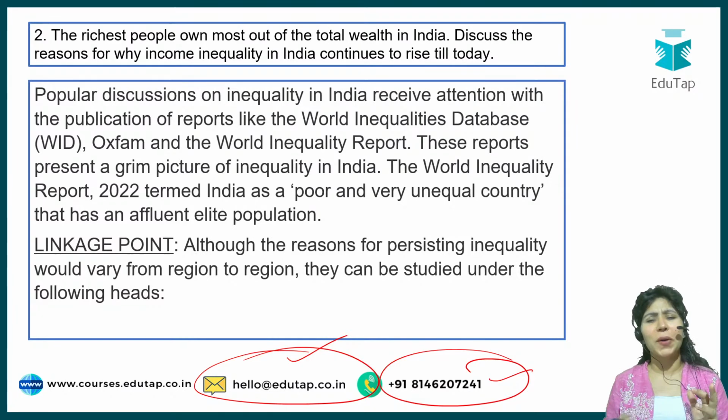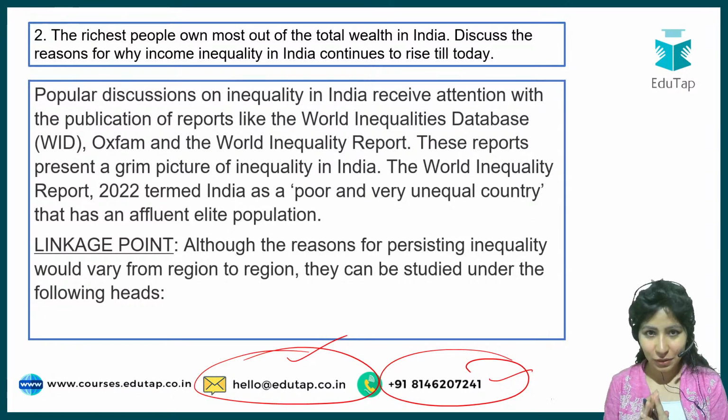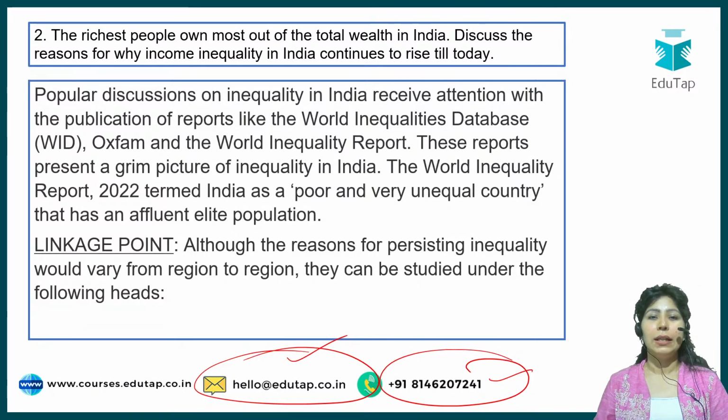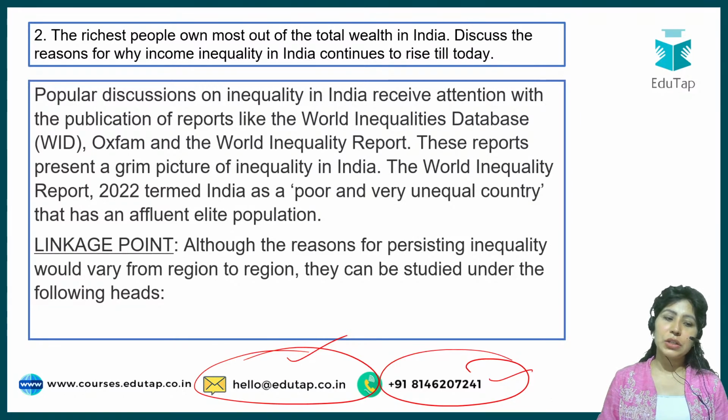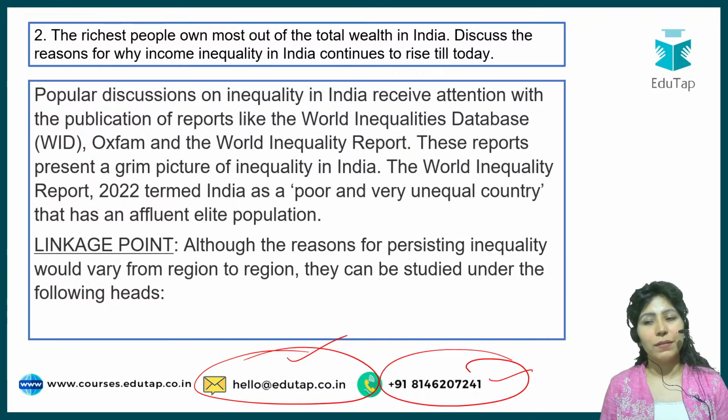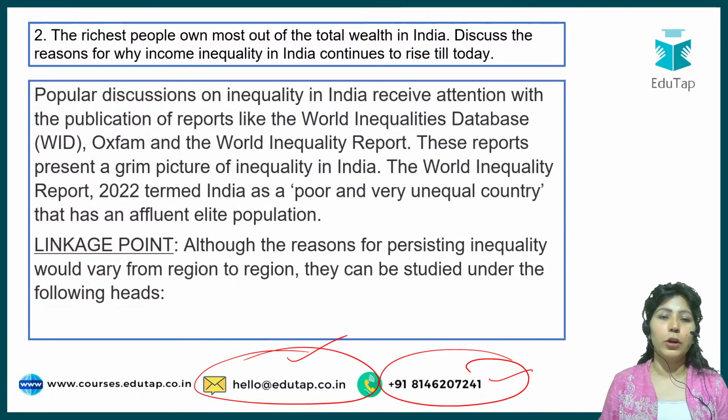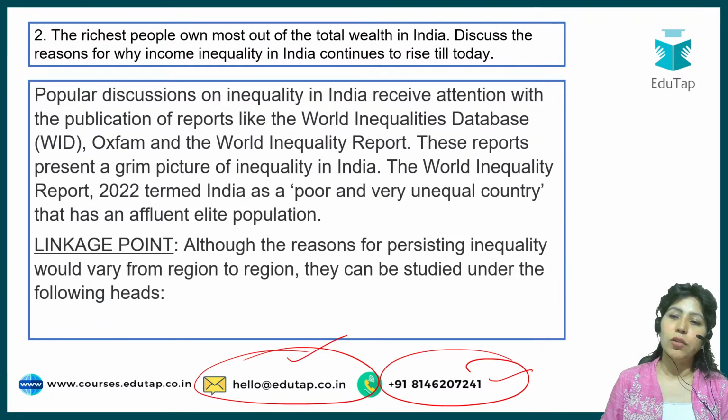We have to take 4 questions today and we're just on the second one, so this one has to be really quick. First of all, I'll read out the question and quickly in the chat section, just let me know the micro questions. The richest people own most of the total wealth in India. Discuss the reasons for why income inequality in India continues to rise till today. So what are the micro questions?